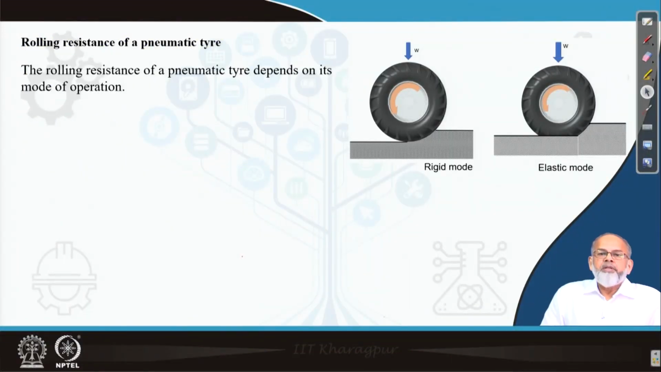In the case of a pneumatic wheel, it behaves in two different modes during operation. The first mode is rigid mode, the second mode is elastic mode. Rigid mode means the tire will simply sink into the soil. It is not flattened.